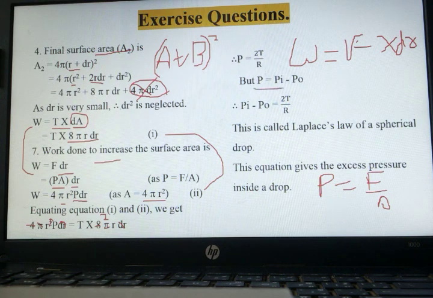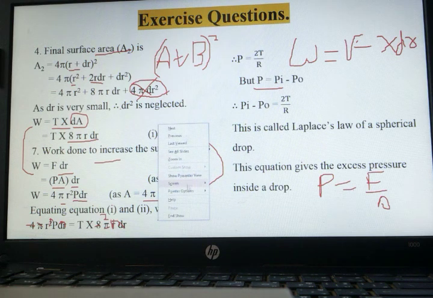But what is P? P is the relation between both the pressures: pressure inside minus pressure outside. So we can write this as pressure inside minus pressure outside. Okay, one minute, I will cut this and show you nicely so that you will be able to understand.